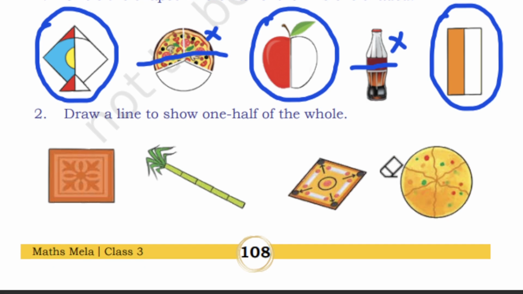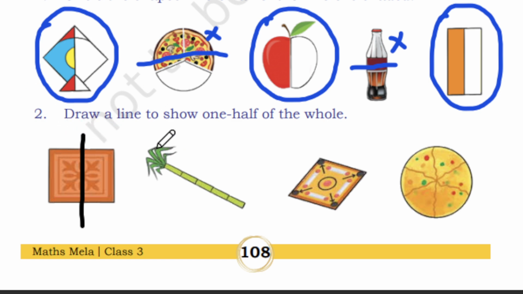Okay, next. Draw a line to show one half of the whole. So we need to draw a line in between to show one half of the whole. Here the square shape is given. Either you can draw a line vertically or horizontally. For example, if you draw a line like this, it will show one half. So this one is the first half, this one is the second half.